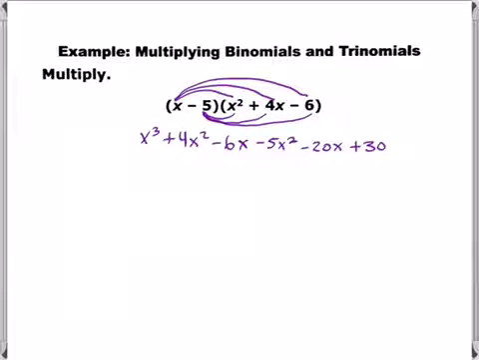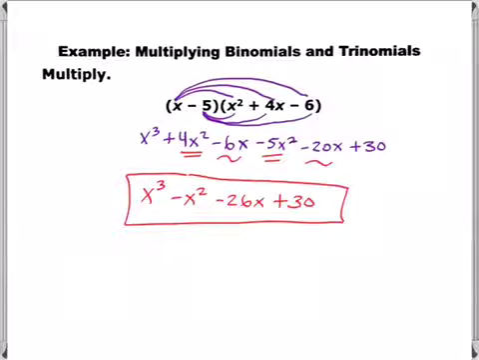So the next part of this is combining like terms. I only have one x cubed, so it stays x cubed. I've got 4x squared and negative 5x squared, so that becomes negative x squared. I've got negative 6x and negative 20x, so that becomes negative 26x. And then I've got the 30, so I add 30 at the end. So I end up with x cubed minus x squared minus 26x plus 30.